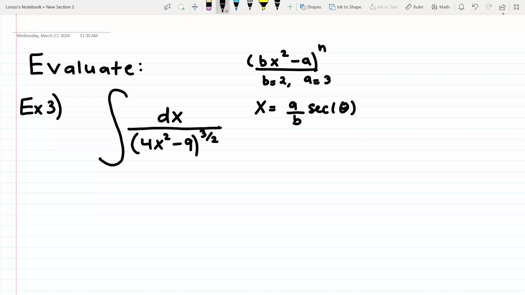So if our a is 3 and our b is 2, we're going to use the substitution x equals 3 over 2 times secant theta. Because we have an x squared, let's just find x squared. So what is x squared going to be? You square this whole thing. So 3 over 2 squared is 9 over 4, and then secant squared theta.